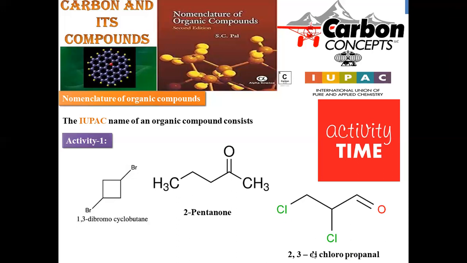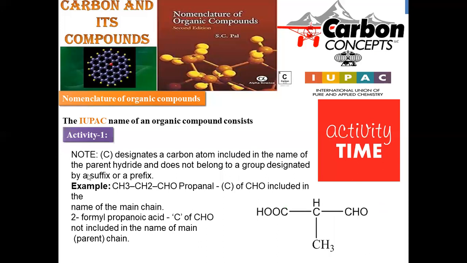2 chloro groups are there, that's why di. Where are these 2 chloro groups located? 2, 3 positions. 2, 3 di. What are the groups? Chloro. And the parent chain is prop. Then the functional group is aldehyde, so al, propanal. So here 2,3-dichloropropanal is the IUPAC name for this compound. Move on to any other.